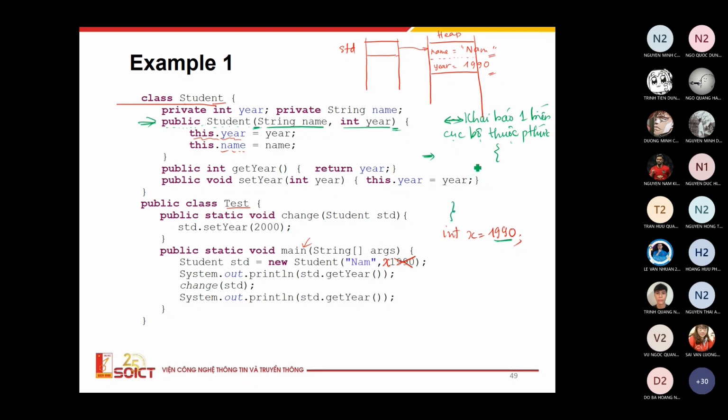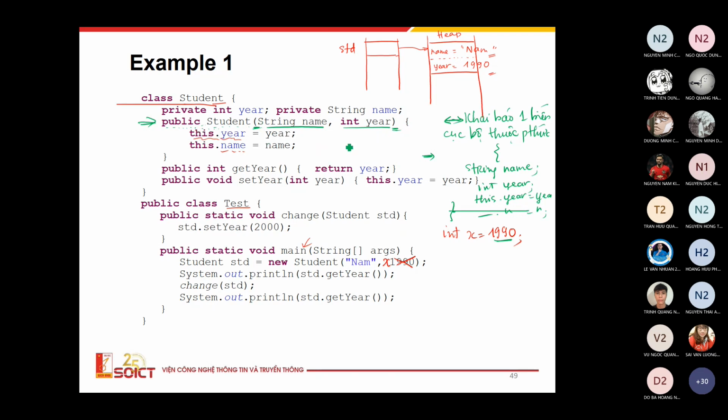Trong đó có gì? Thay vì là viết ở bên trên, đúng không? String name, và int year. Và this.year bằng year, rồi this.name bằng name. Thì giống như là gì? Thay vì là tôi viết trong ngoặc này thì là tôi sẽ khai báo cục bộ nó ở bên dưới.